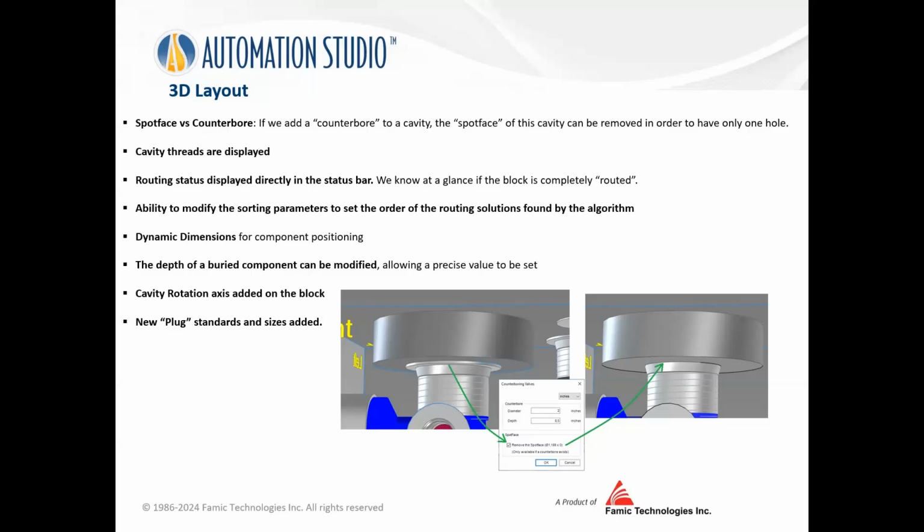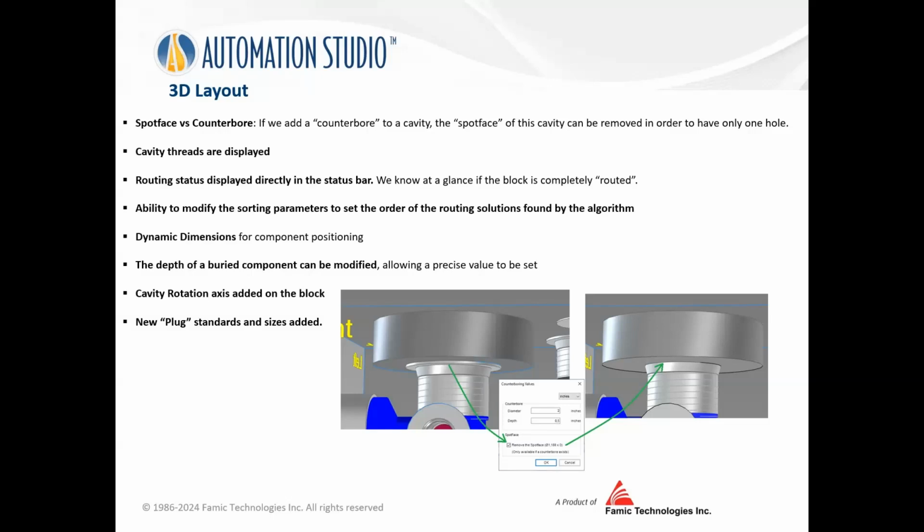Then you have the depth of a buried component can be modified. So this will apply to components like the orifice plug. You will have a specific menu where you can go and change that, or you can just drag on the 3D as well. You have cavity rotation axes that have been added to all cavities, basically. So when you select a component, you'll be able to see its cavity rotation axis. And we have new plug standards and sizes that have been added as well.